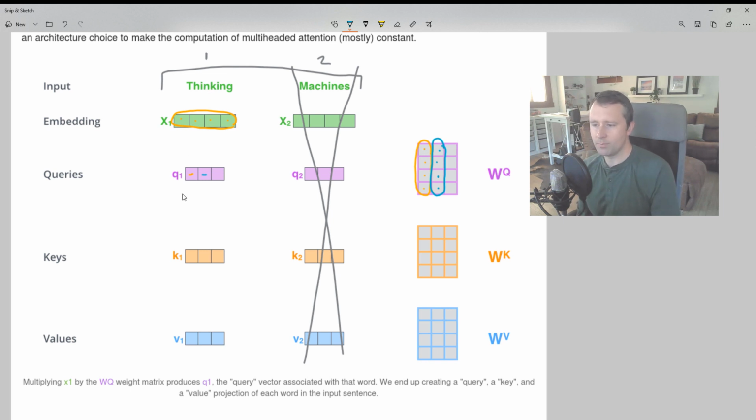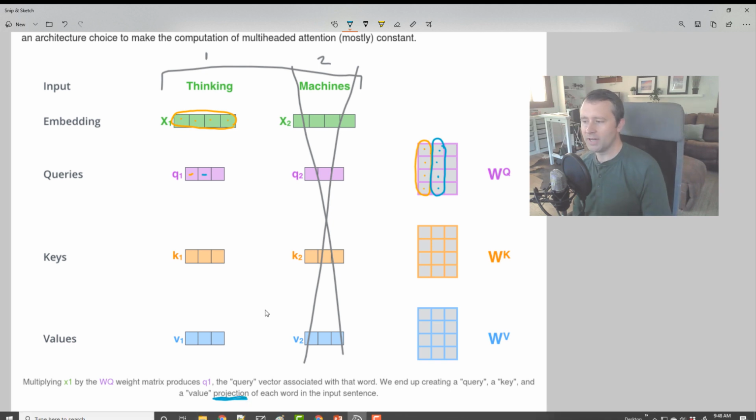So for each word, we end up with 3 vectors. All right, multiplying x1 by the WQ weight matrix produces q1, the query vector associated with that word. We end up creating a query, a key, and a value projection of each word in the input sentence. So this is a really key term here: projection.